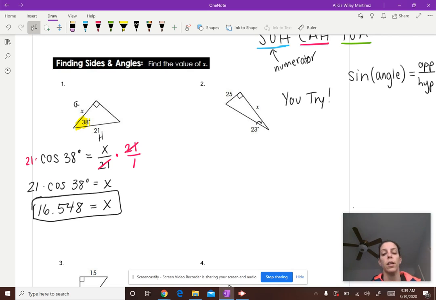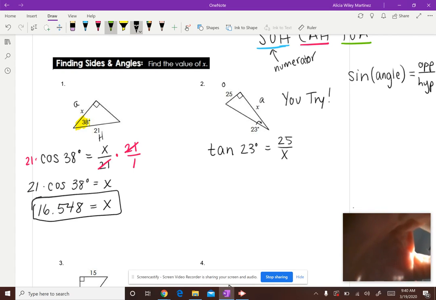All right, so you have tried the problem. Let's see if you are right. You should have set this up as tangent because they did not give you a hypotenuse, right? So tangent's the only option here. So then you're going with opposite, that would be this, over adjacent, that would be this, in relation to our angle of 23. Okay, so the opposite side, 25, over adjacent side, x.